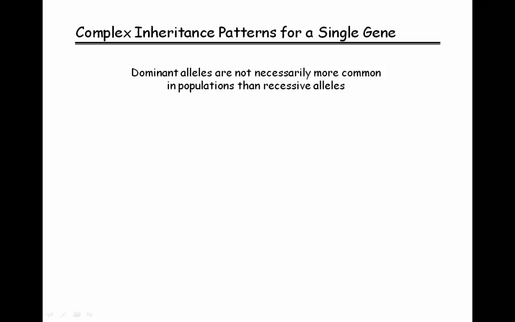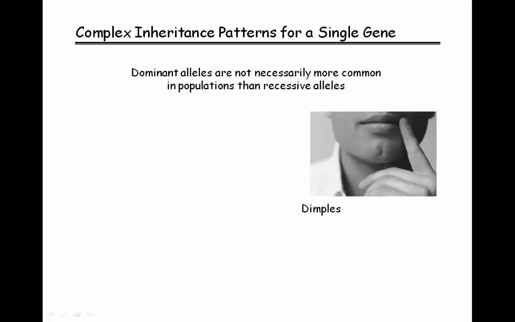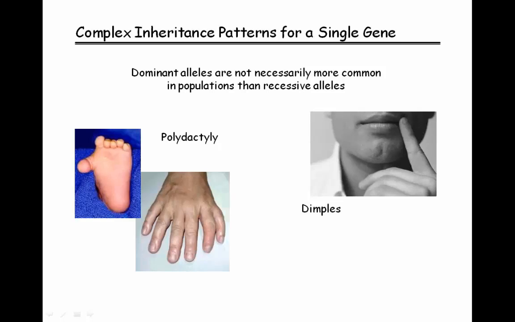If we look at a few other examples, dimples, this can be chin dimples or cheek dimples. That is caused by a dominant allele. And while that's not necessarily rare, the majority of people do not have dimples. So that means that the majority of people do have the recessive phenotype. Another less common example is what we call polydactyly. Polydactyly is when there is an extra digit, and this extra digit can be on the hand or the foot, and this is caused by a dominant allele.